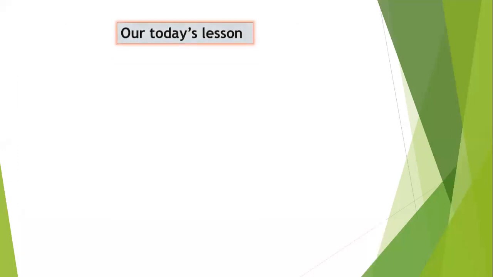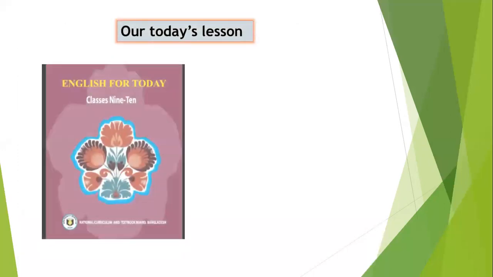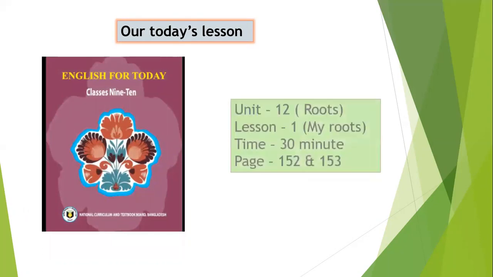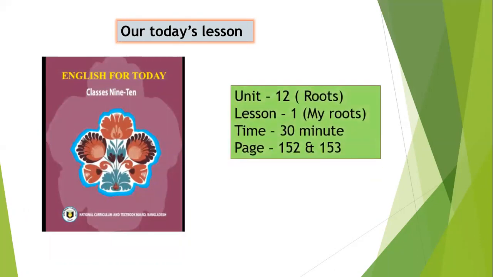Now, dear learners, can you guess what our today's lesson is? Our today's lesson is from your English for Today book. Roots, Unit 12, Roots. Today we shall discuss lesson 1, My Roots. And our allocated time is 30 minutes. Open the book, page 152. We shall discuss from these two pages, 152 and 153.